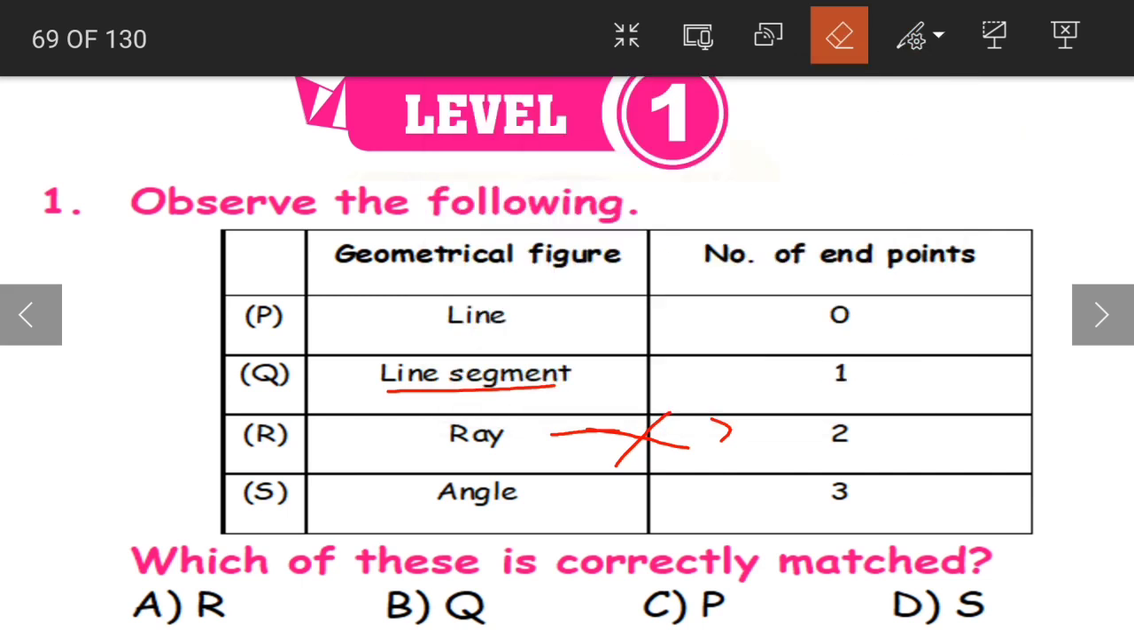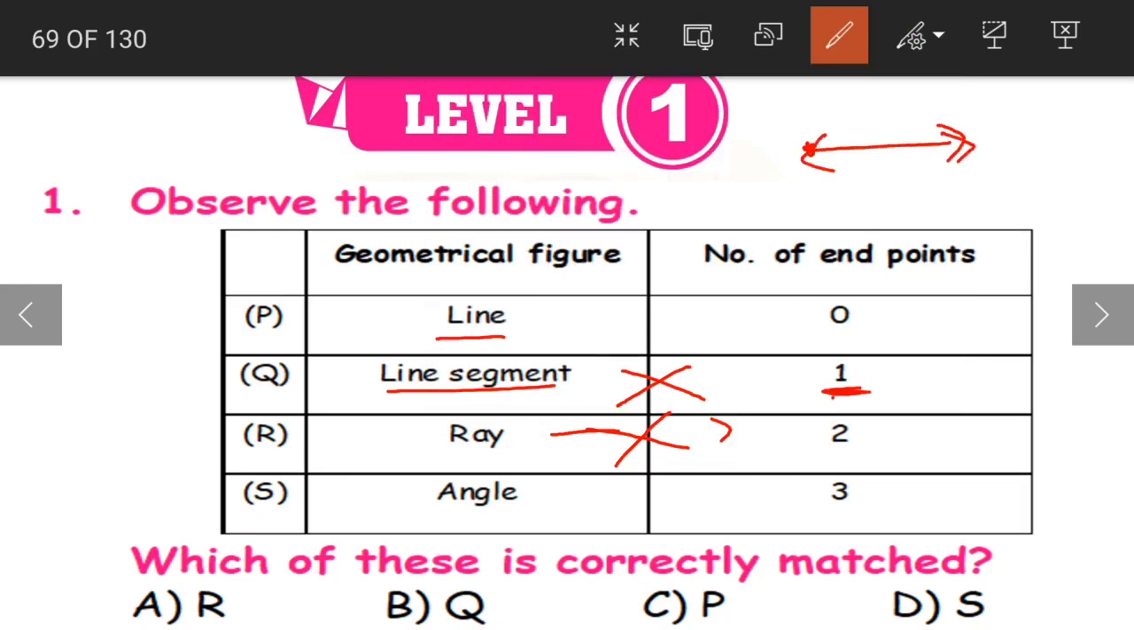Next, line segment. What is a line segment, children? Yes, this is a line segment. Now how many endpoints does our line segment have? A line segment has 2 endpoints. Now here it is said that the line segment has one endpoint. Again this is wrong.